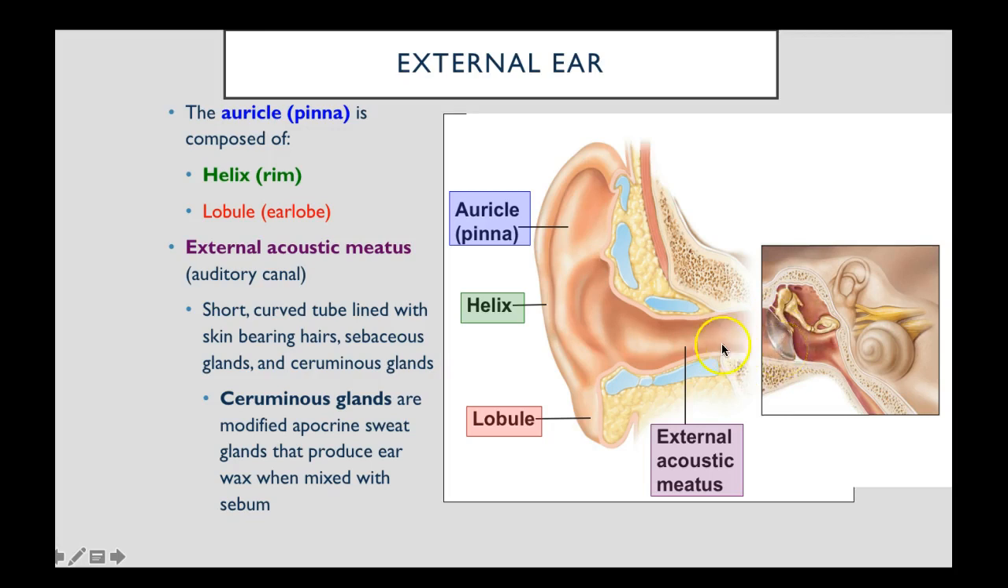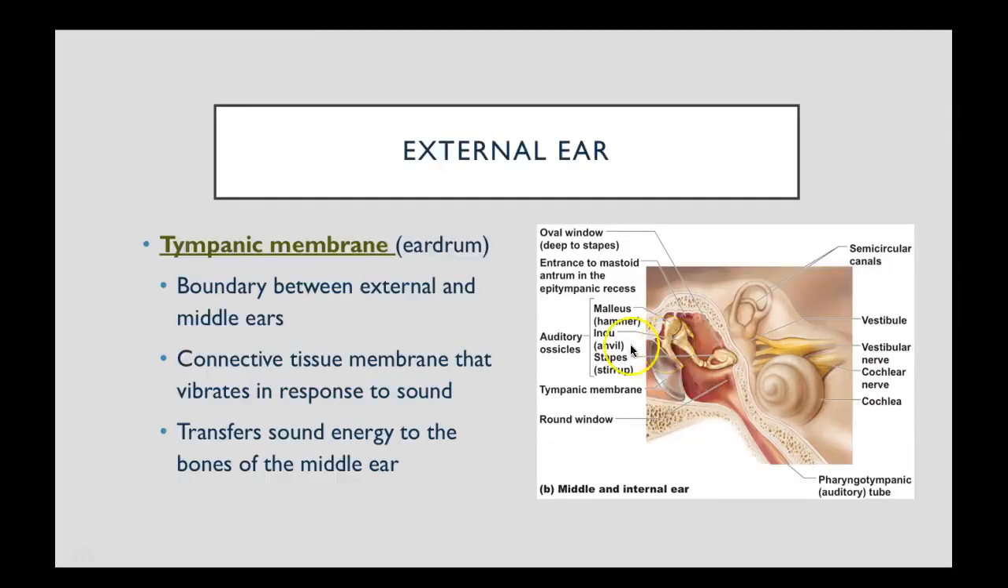Within the external acoustic meatus, we are going to have it lined with skin, and we will have some hairs, some sebaceous glands, and a new structure, which are ceruminous glands. These are going to be modified apocrine sweat glands, and they produce a very special substance. They are going to produce cerumen, or what we know as earwax. So let's go to our tympanic membrane, which is that last portion of the external ear.